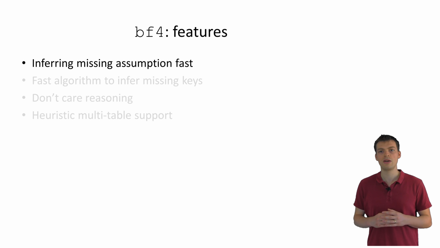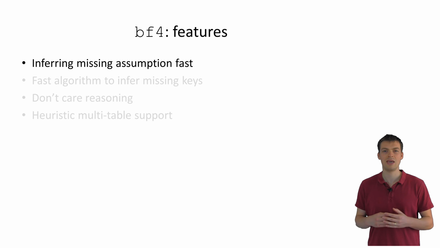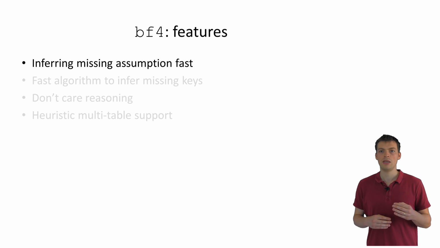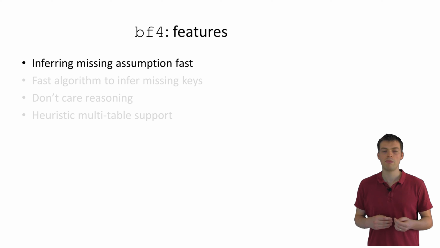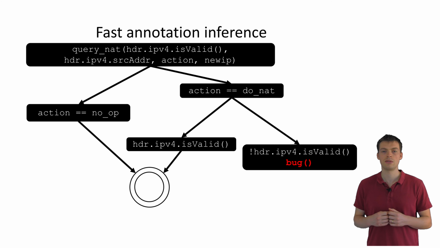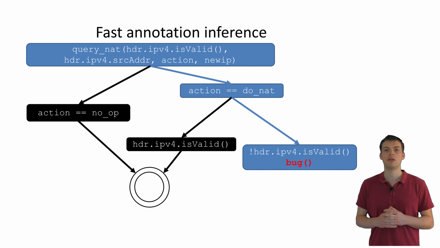So clearly the algorithm I've shown you before works, however it doesn't scale very well. In order to solve this problem, we came up with this heuristic algorithm which works in most cases. Let me show you how it works. So here's the control flow graph of table NAT in our running example. Clearly, you can see that it may exhibit a buggy run. Let's take a path from table application to the bug.